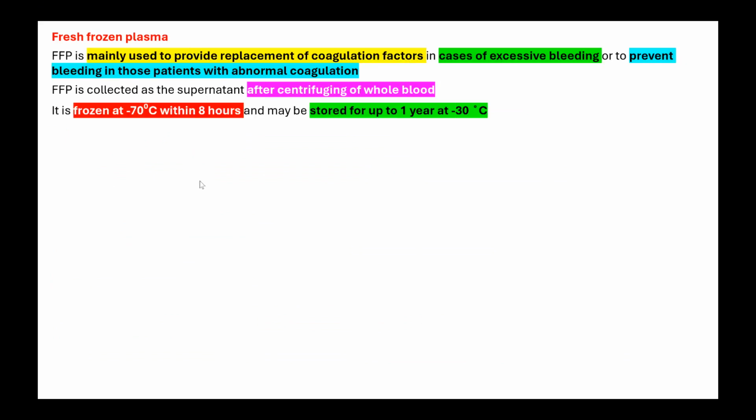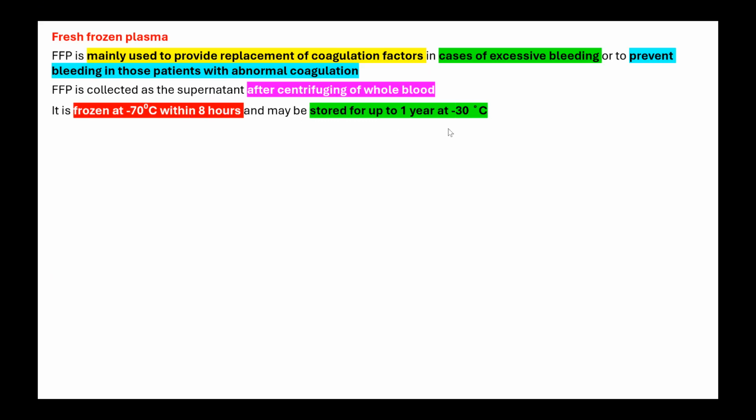So what you get is the way seen in the earlier slide, how it is being collected, and it is frozen at minus 70 degrees within 8 hours of collection. This is very, very important. That is why the word fresh has been added to that. After you collect the blood from the donor, within 8 hours, this freezing has to be done. And it can be stored up to 1 year at minus 30 degrees centigrade.